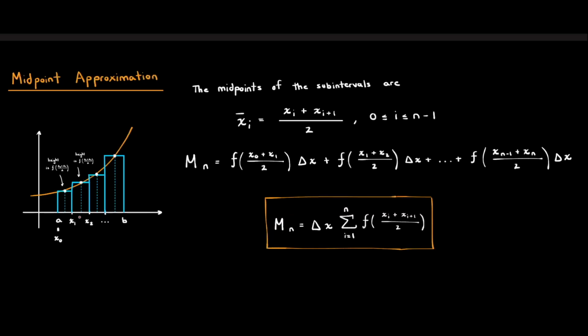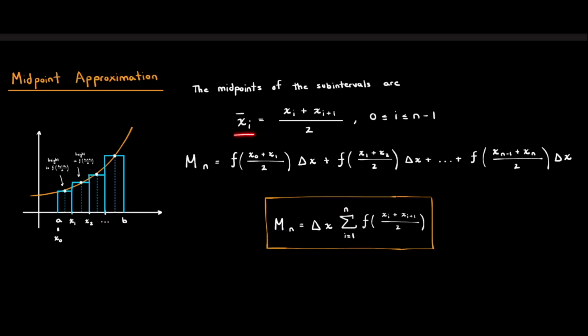Now the question is, how do we find these midpoint values, right? Because this is where I need to evaluate my function to define the heights. So we need an expression to represent these midpoints. How do you find the middle of two numbers? Well, you take a simple average. You add the two numbers up, and then you divide by 2. And that number is guaranteed to be right in the middle, halfway between the two numbers.